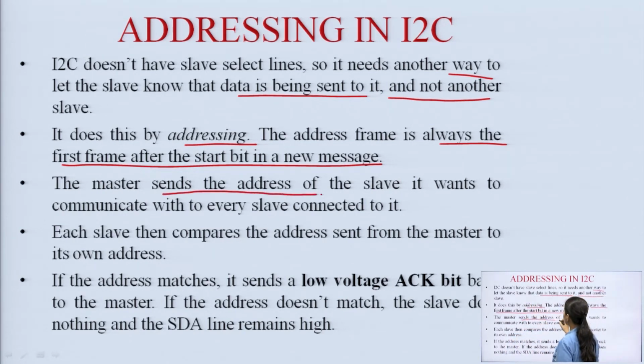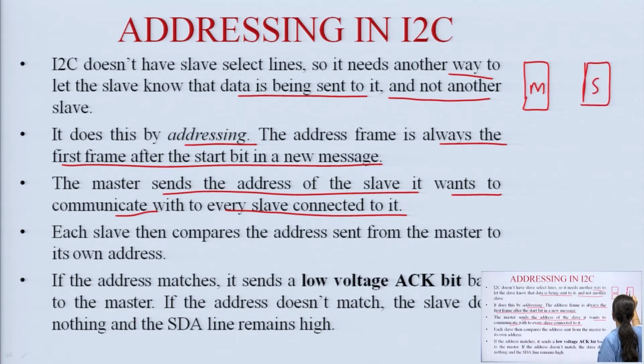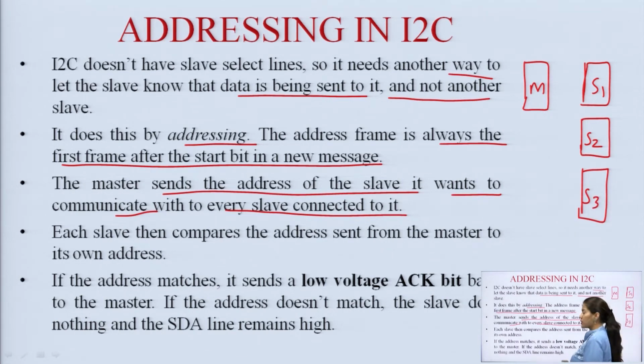The master sends the address of the slave it wants to communicate with to every slave connected to it. So, this is what is happening. Suppose this is the master, this is slave 1, slave 2, slave 3. Now, what is happening?